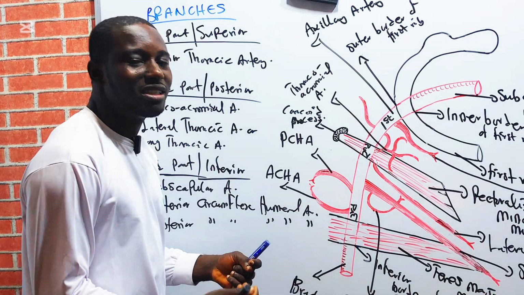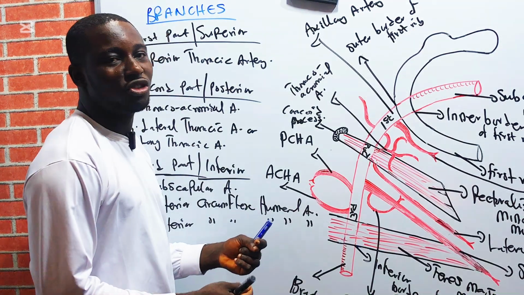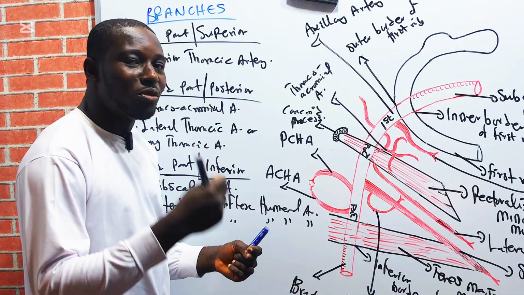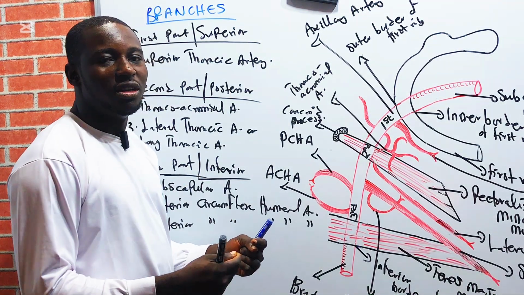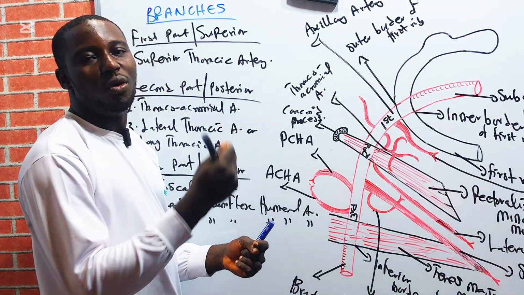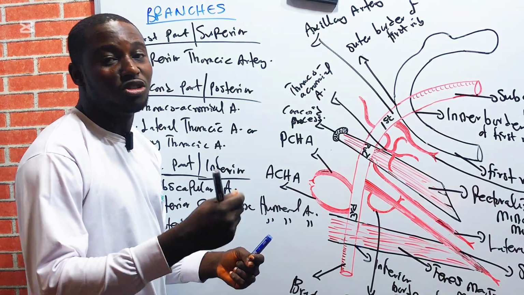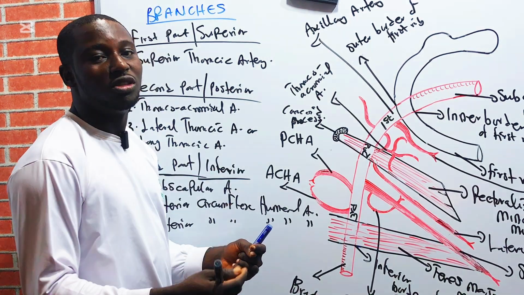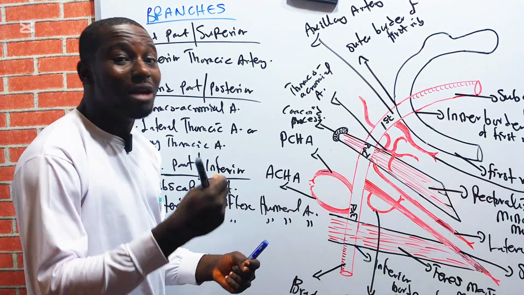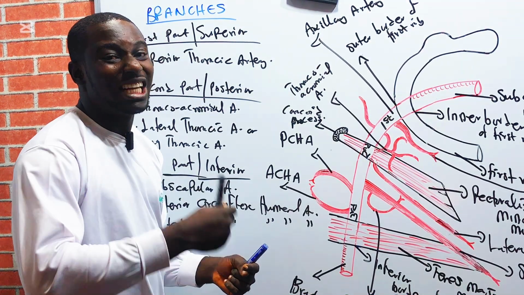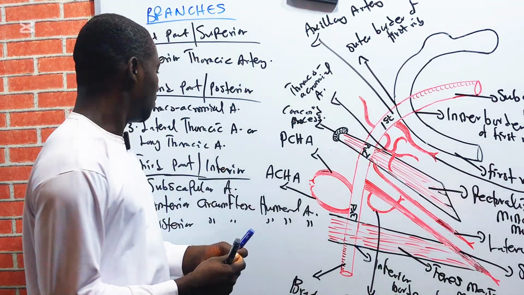The pectoral branch supplies the pectoral muscles. The clavicular branch supplies the sternoclavicular joint. The deltoid branch ascends upward to form an anastomosis over the acromion process of the scapula. As well, the acromial branch supplies important structures in the shoulder region.